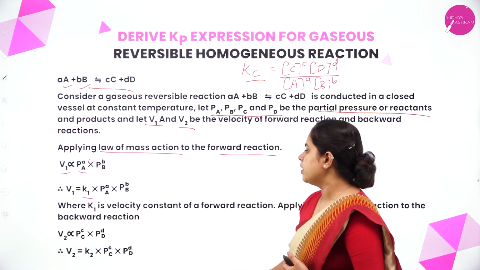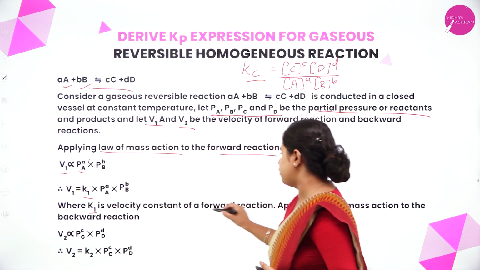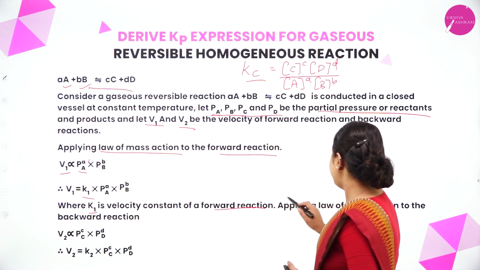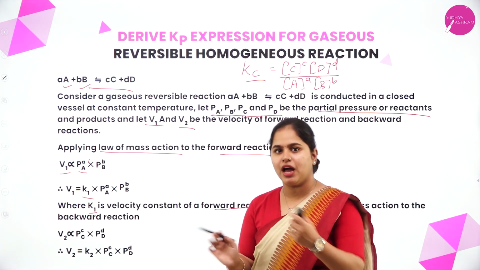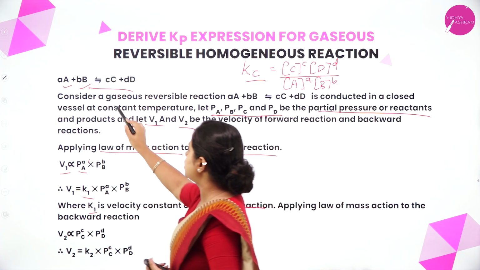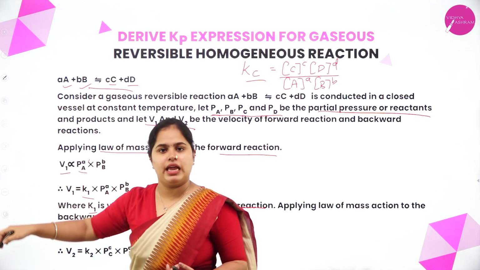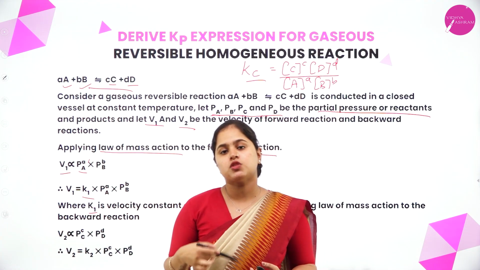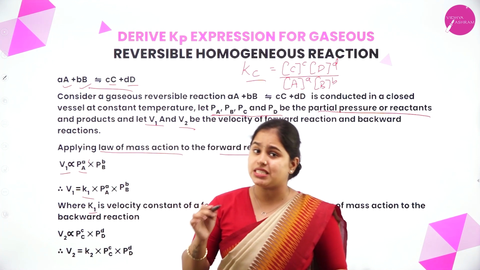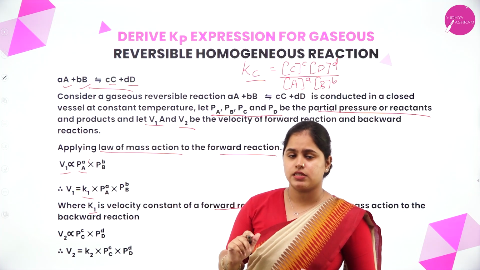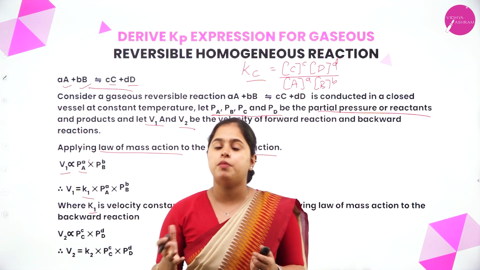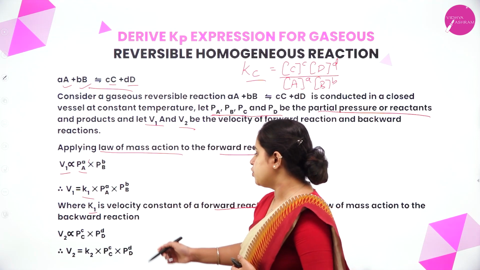So, I hope it is clear, where K1 is the velocity constant for the forward reaction. Now, we are going to apply the law of mass action for the backward reaction. Which is the backward reaction? CC plus DD giving AA plus BB. In that case, which will be the reactants? Yes, it will be C and D. Those are the reactants. So now we are going to write in terms of partial pressures of C and D, right?